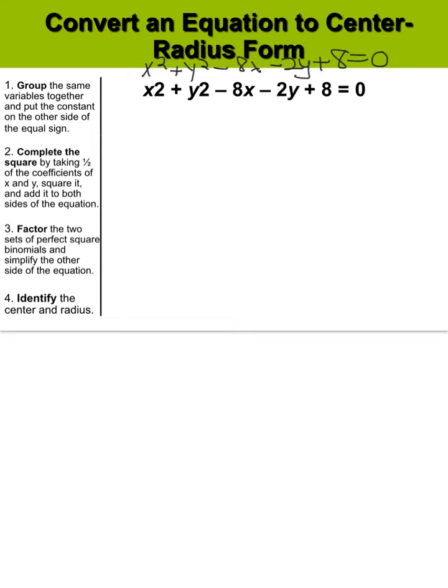So here's what it looks like. First step is to group the same variables together and put the constant on the other side of the equal sign. Very similar to what we did when you solved quadratic equations using completing the square last year. I'm going to group x² with 8x, leave a spot open. I'm going to group y² with minus 2y, and I'm going to put 8 on the other side. So that's a negative 8.